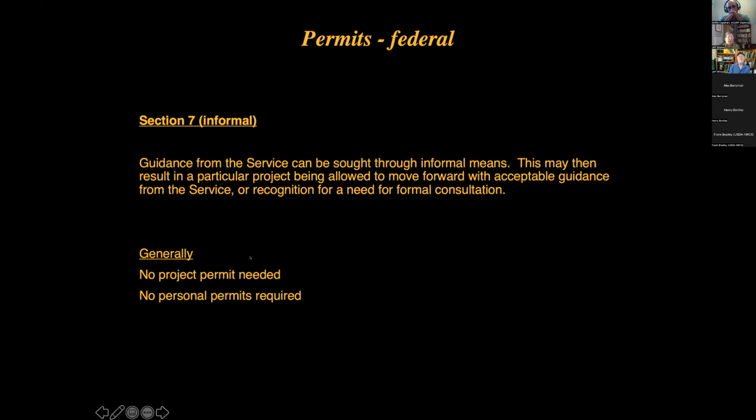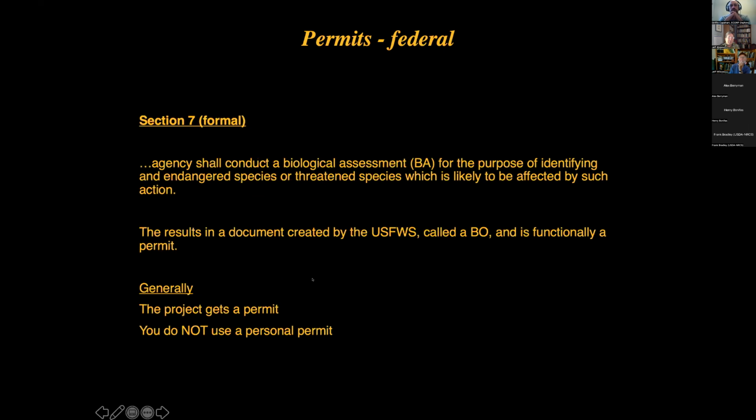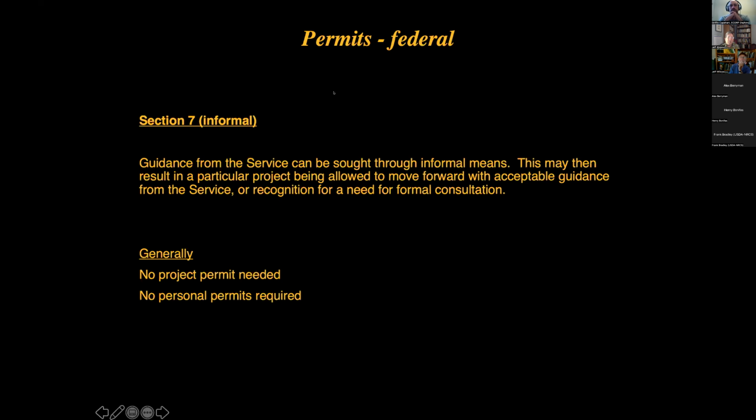So permits in general, you can do Section 7 informal consultation, which means you're talking to the Service and they're giving you some informal guidance. This really has a lot of variability in terms of what is formal and what is not formal. You really have to think about what role you're going to play in handling the frog. If you don't need to handle it a lot, maybe you just stay in the informal consultation under Section 7 and you don't really need to get a project permit, and you just move along because you don't want to use your personal permit for anything.